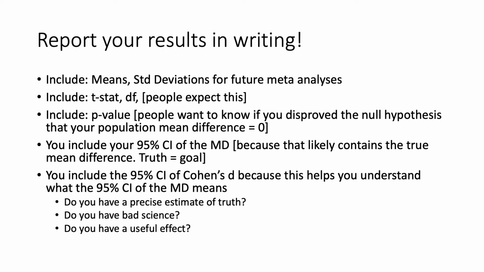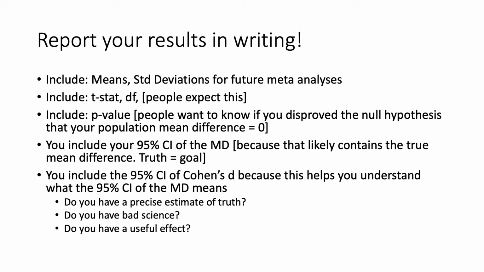The p-value is just simply telling the readers, if we've disproved the null hypothesis, that your population mean difference equals 0. You include your 95% confidence interval of the mean difference because this likely contains the true mean difference of the population. So that's truth. 95% of 95% confidence intervals contain the true mean difference that we are seeking, the population mean difference that we are seeking, the truth that we want.